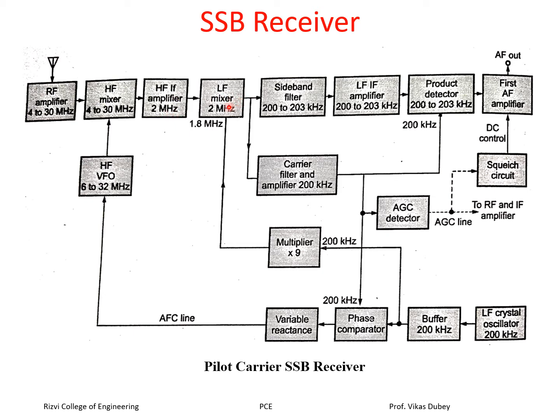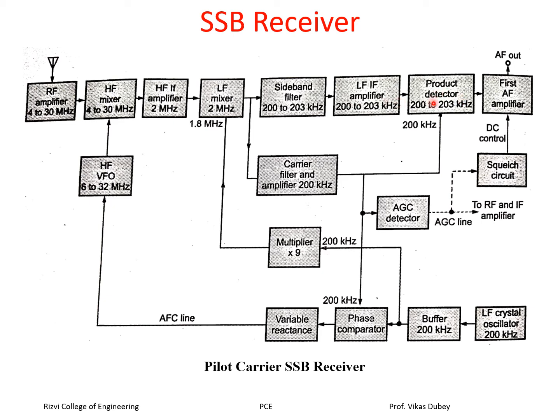Then the low frequency mixer. Again there will be mixing, because we have just discussed that when there are high frequency or crowded stations, double mixing is used. So one mixer here, another mixer here, with a lower frequency of 2 megahertz. Then it goes to the sideband filter, which will separate the sidebands 200 to 203 kilohertz. Then the output goes to the low frequency IF amplifier, and the sideband filter output is again given to the IF amplifier.